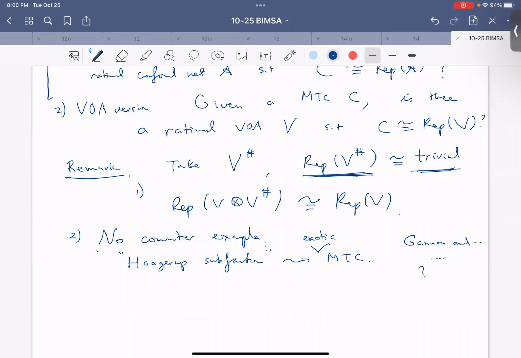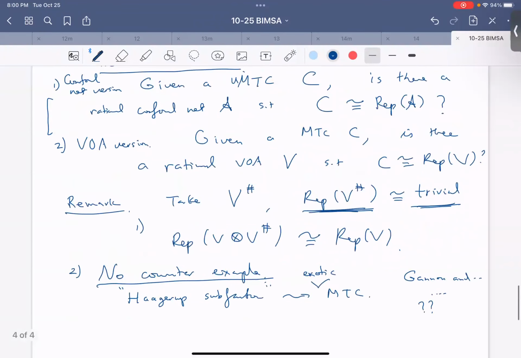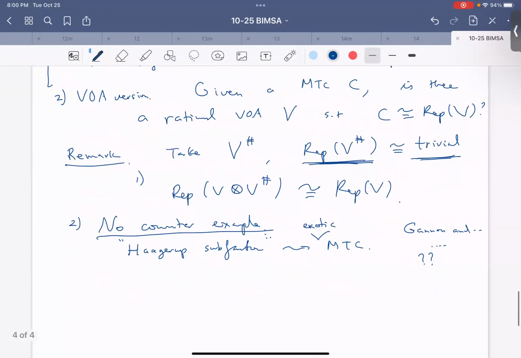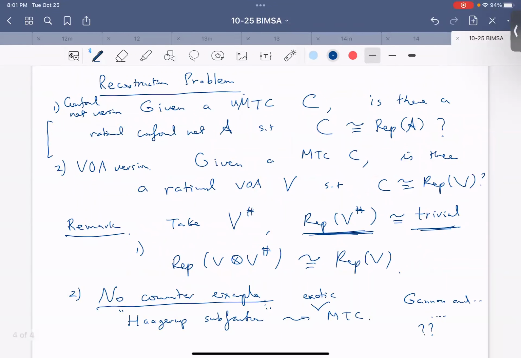So when I say no counterexample, I mean there's no definite theorem which says that this modular tensor category doesn't come from conformal field theory, right? So there are no such counterexamples yet, okay? So in some sense this is not an easy problem. Even in concrete examples, to produce such a conformal net or such a VOA is not an easy problem.